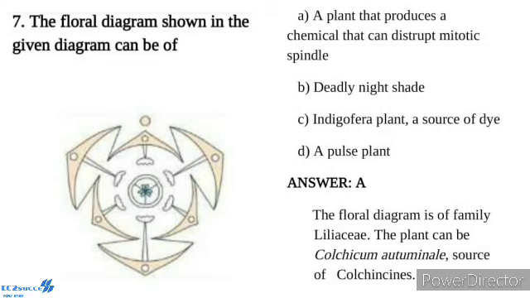Asphodelus tenuifolius is a serious weed in winter crops. Colchicum autumnale yields a drug colchicine which is used to induce polyploidy. Dracaena and Xanthorrhoea yield resin used for preparing sealing wax. So the correct answer is option A. A is a plant that produces a chemical that can disturb mitotic spindle.